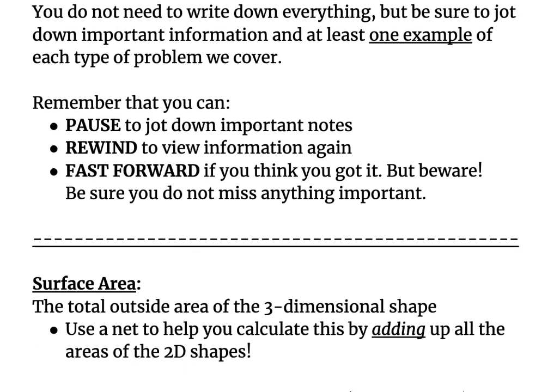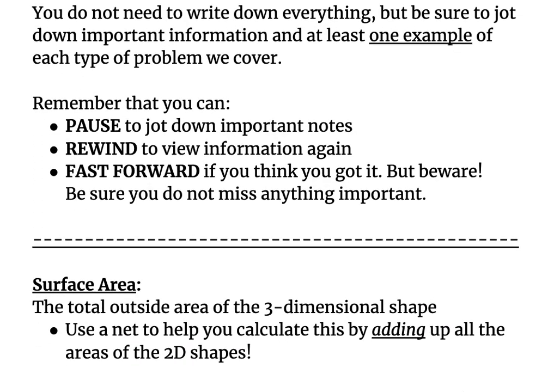So as a review, the surface area is the total outside area of the three-dimensional shape. You should use a net to help you calculate this by adding up all the areas of the 2D shapes. So you're multiplying to get the areas of each of the 2D shapes, and then you're adding them all up to get the final total surface area. So it's adding after multiplying.